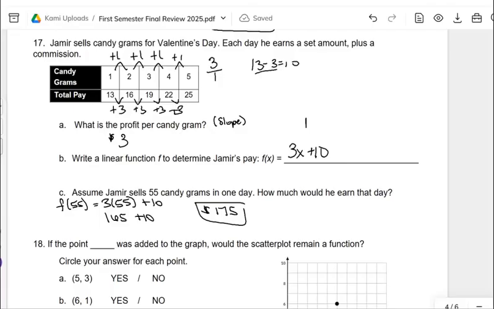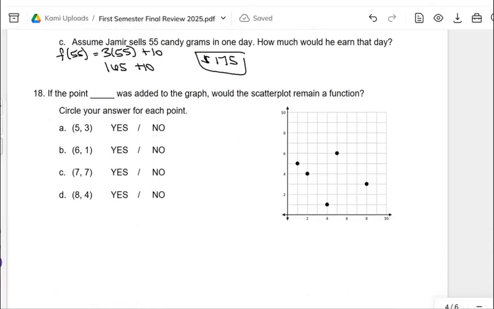All right, so the next one says if the point was added to the graph, would the scatter plot remain a function? So if (5, 3) was added, so I go to (5, 3), it does not pass the vertical line test, so no. (6, 1), it does pass the vertical line test, so yes. (7, 7), yes, and (8, 4) would be no.